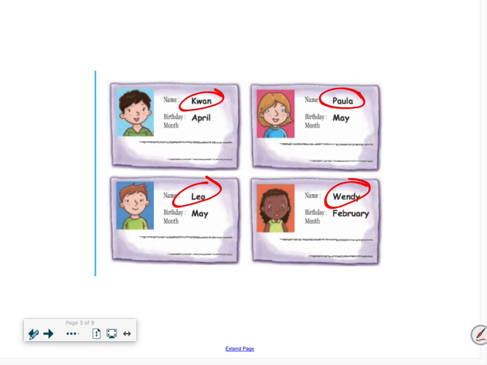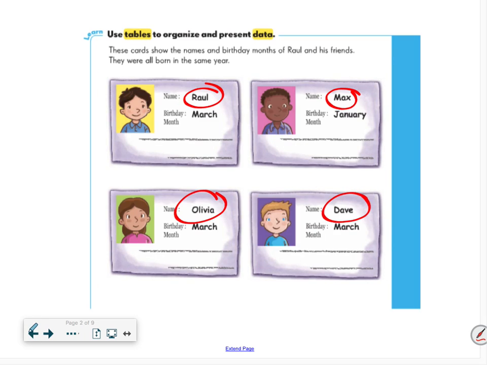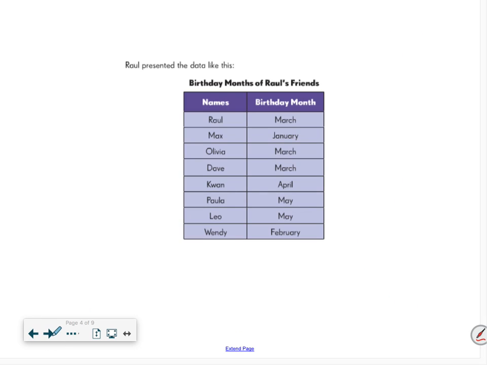So he surveyed, let's count, 8 of his friends, right? 4 and 4. So he surveyed 8 of his friends, and he had these cards. Raul then collected all these cards and was like, this is not organized, I just got a pile of cards, I need to reorganize and get myself together. So he got his data, all of this is data, and he made it in this lovely little table, okay?